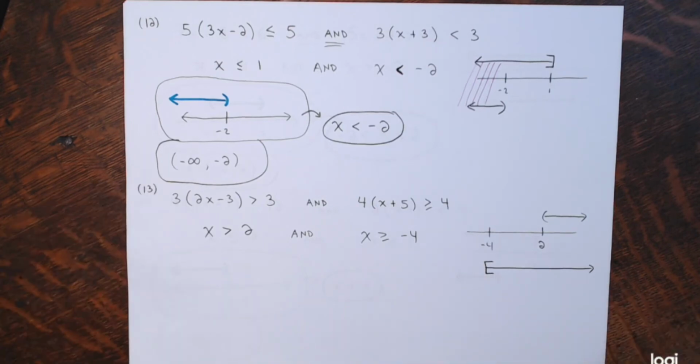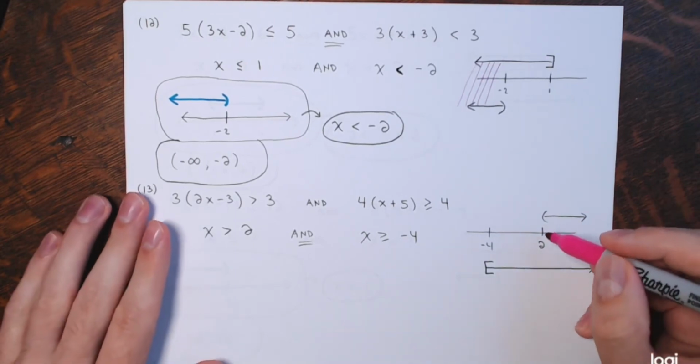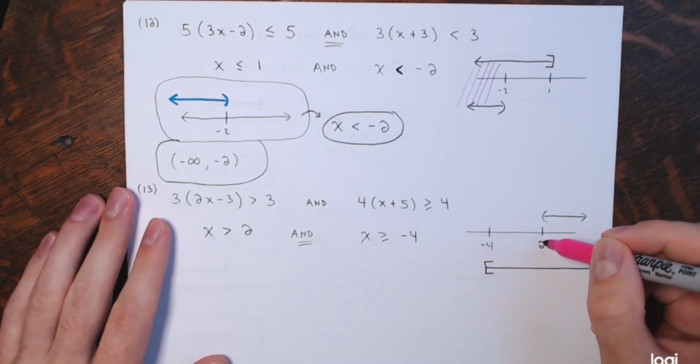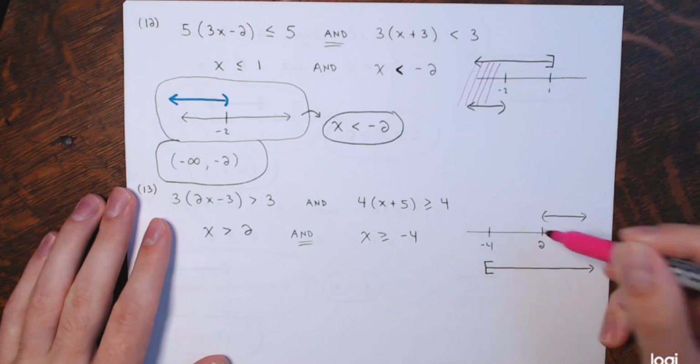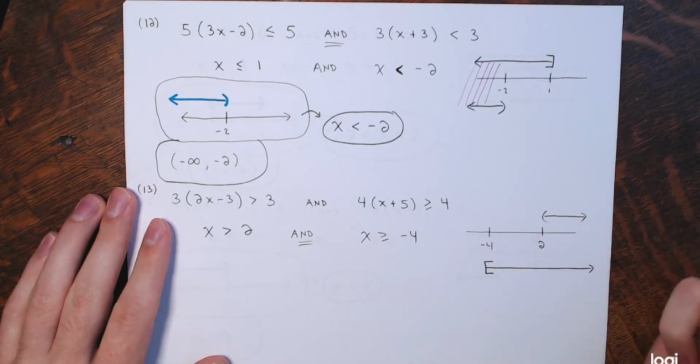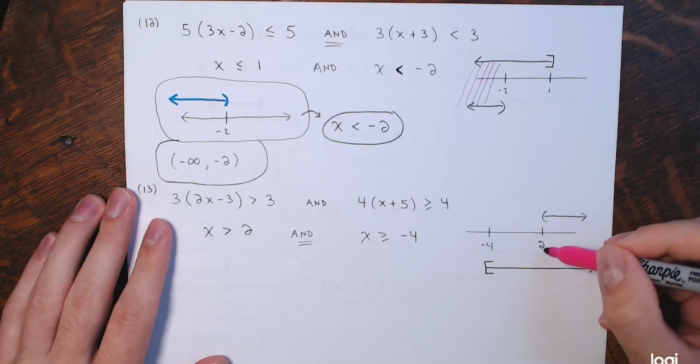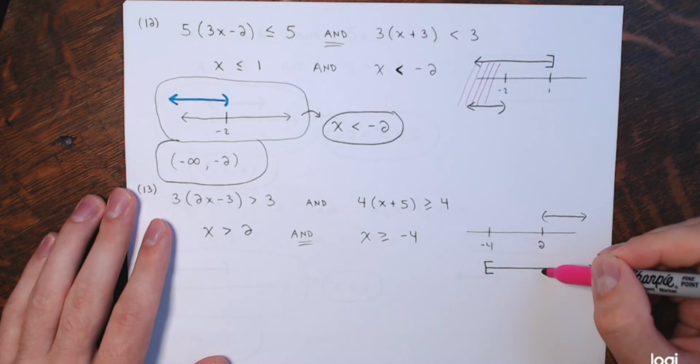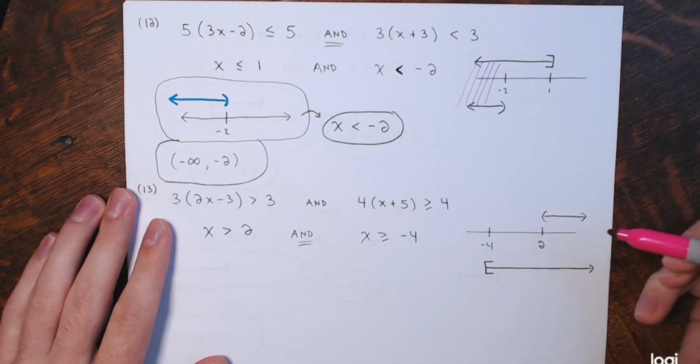And again, because the word "and" is the connector here, we're looking for the numbers that satisfy both. Well, these numbers from negative 4 to 2 are on the second graph, but not the first one. So they won't belong on my final graph. Positive 2, it's on the second graph, but not on the first one. So that doesn't belong either.